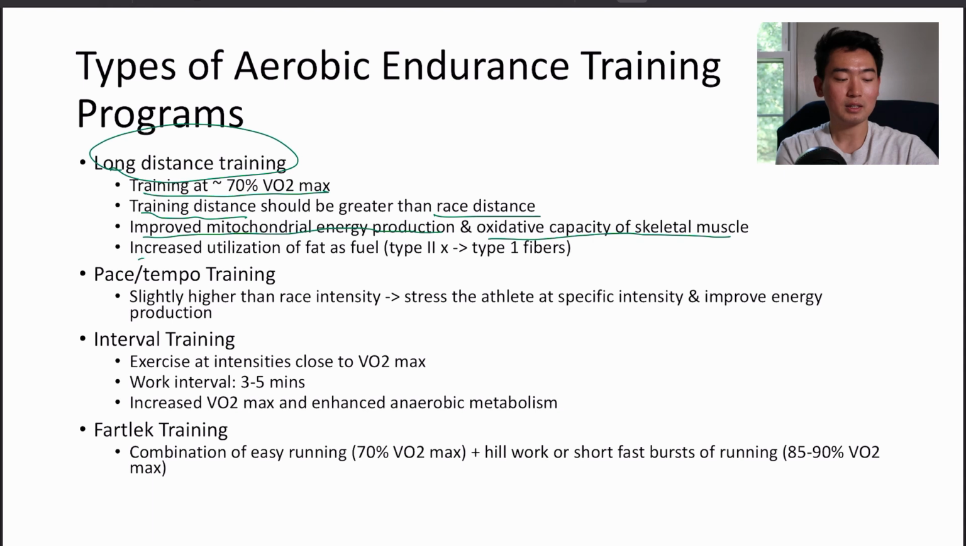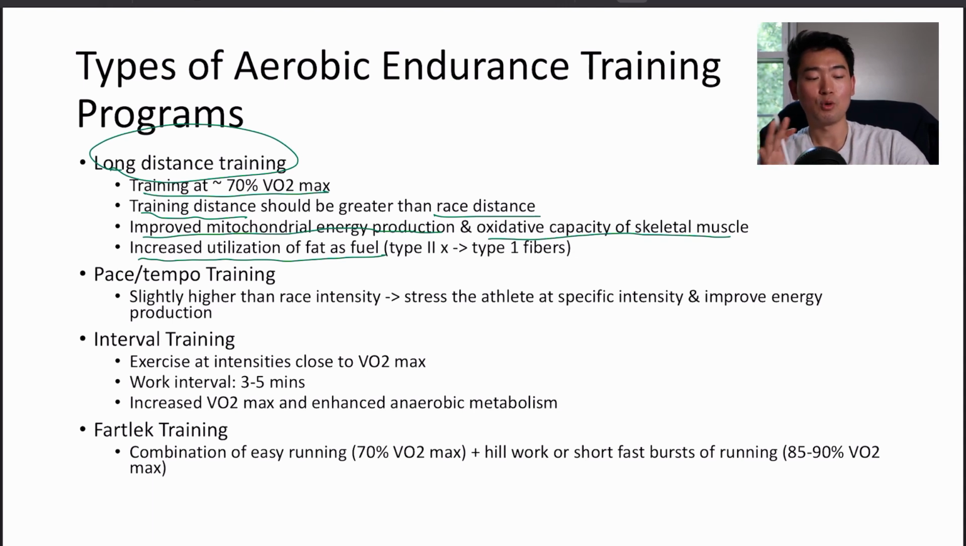Another thing you can expect is increased utilization of fat as fuel, so turning type 2X fibers, which are more fast twitch fibers, into type 1 fibers, more of a slow twitch fibers, is to be expected.